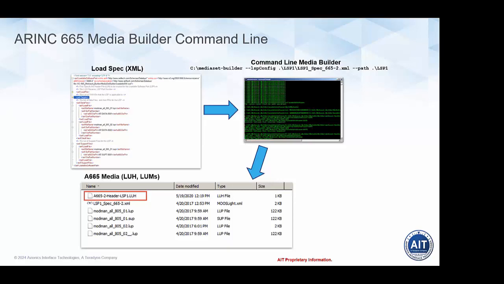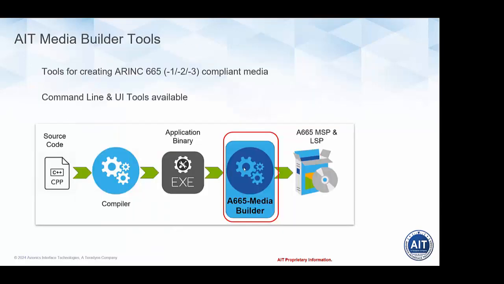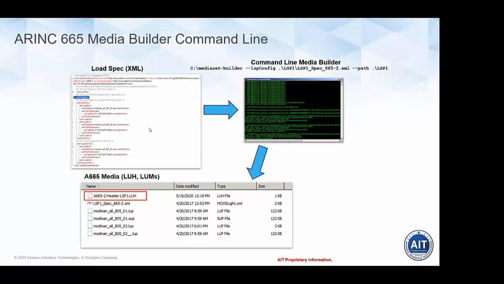The media set builder also comes with a command line. This is what is most commonly used. Most commonly the media set builder command line is used so you can have creating the 665 LSP part of your whole automated scripted build chain. So you'd compile it, and then in the makefile or the build scripts, you would then also invoke the command line media set builder to take those binaries and package them up into a software part.